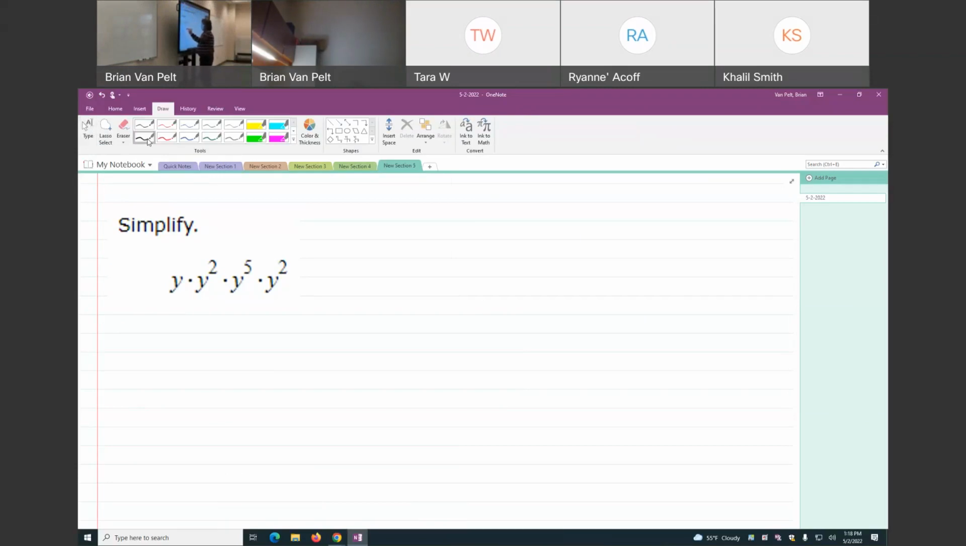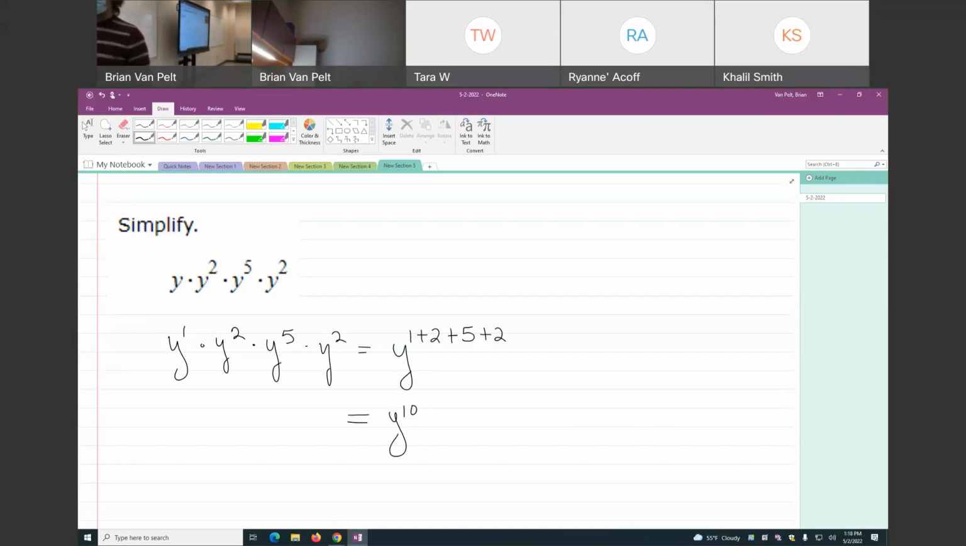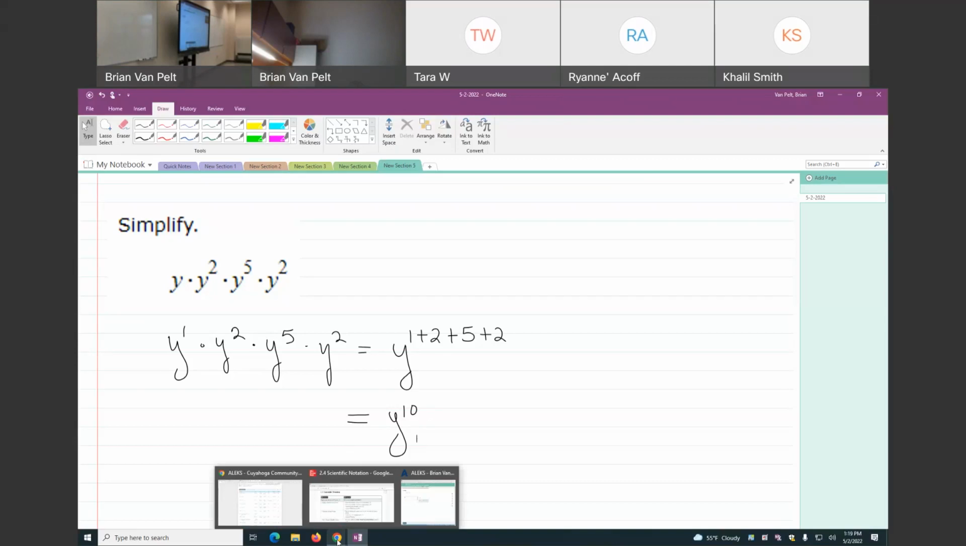So this y here, this is really y to the 1 times y squared again. So when you do all of this, you're going to have 1 plus 2 plus 5 plus 2. All that is in the exponent. You have y to the 10th. Questions about that? Okay, we're good. If you get stuck, let me know because we have time. We're not pressed for any time.